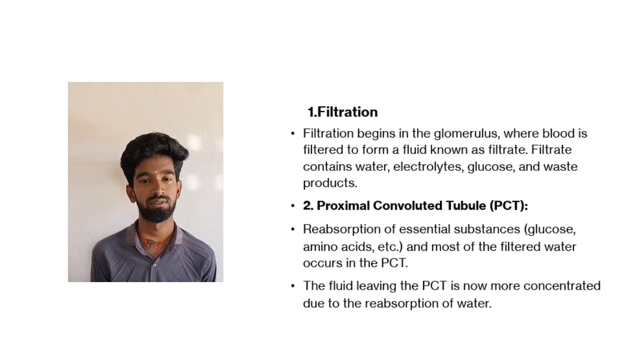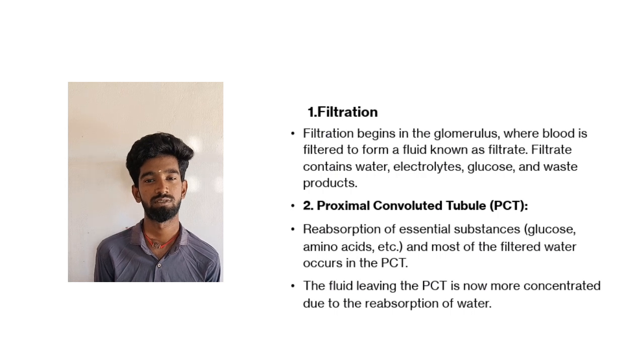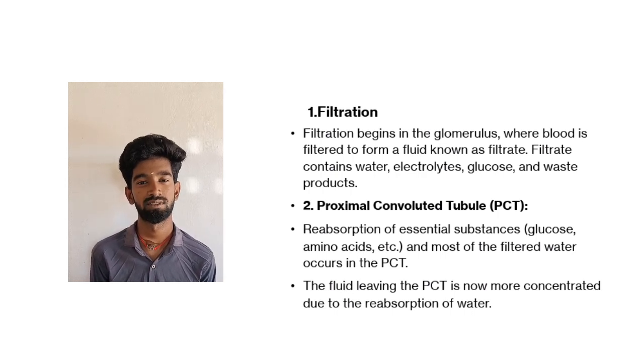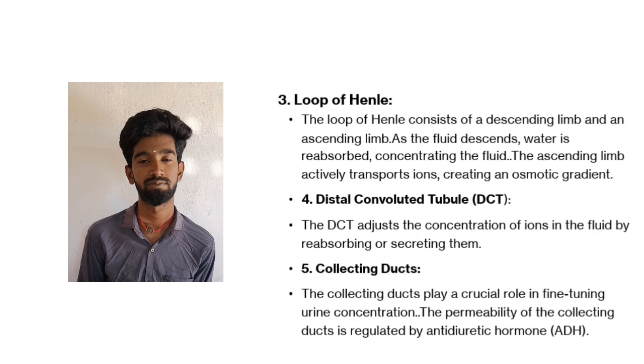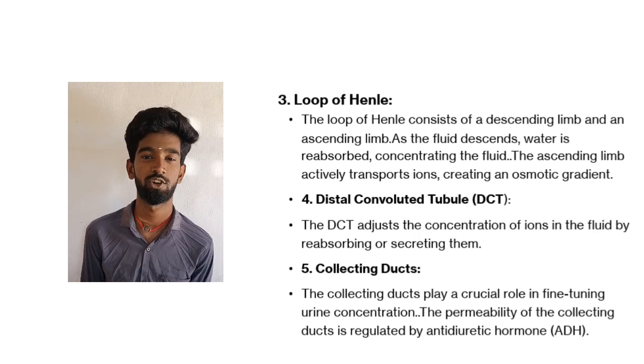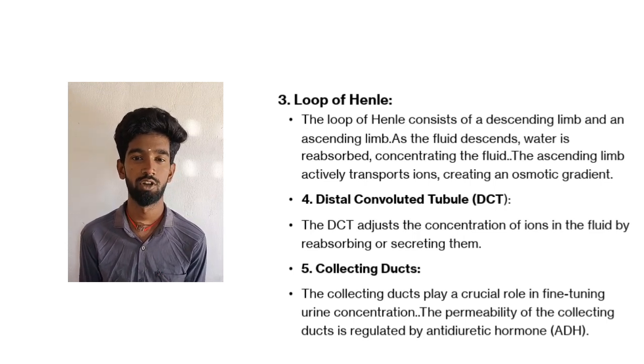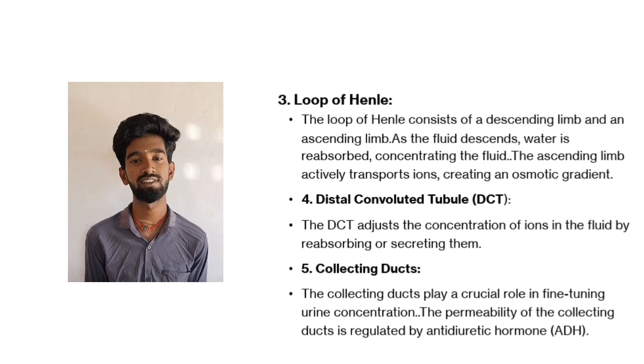Proximal convoluted tubule. Reabsorption of essential substances like glucose, amino acids and most of the filtrate water occurs in the PCT. The fluid leaving the PCT is known as concentrated due to the reabsorption of water. The loop of Henle consists of a descending limb and an ascending limb. As the fluid descends, water is absorbed, concentrating the fluid. The ascending limb actively transports ions, creating the osmotic gradient.